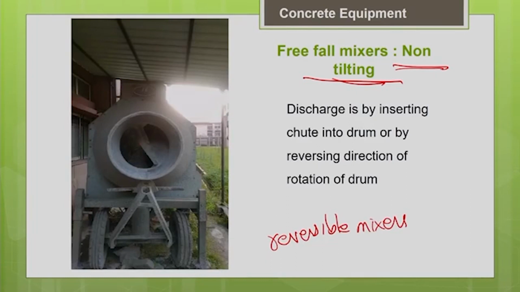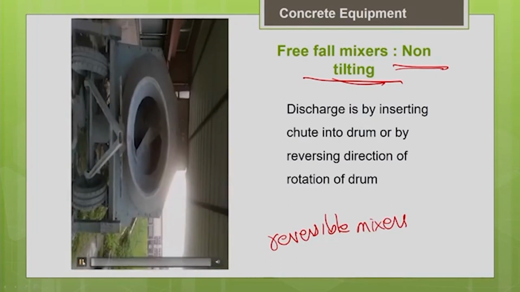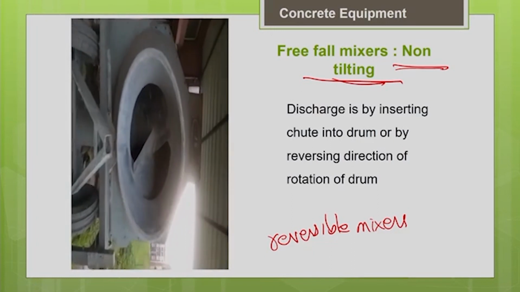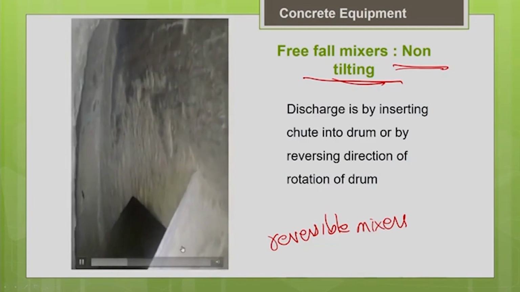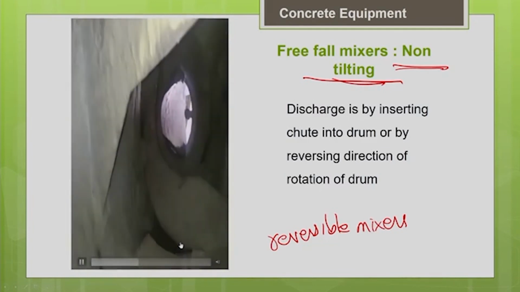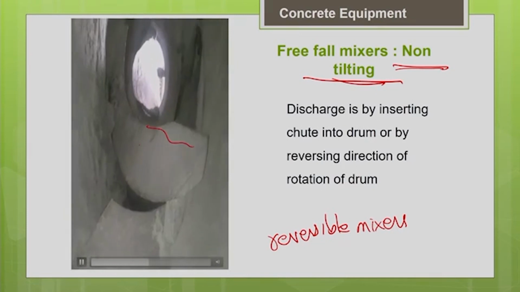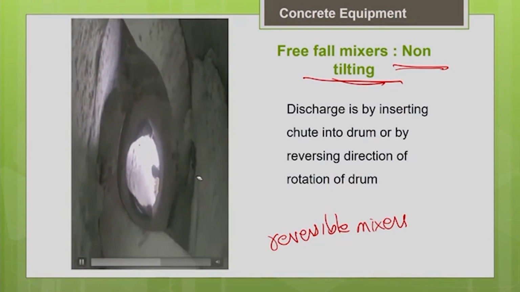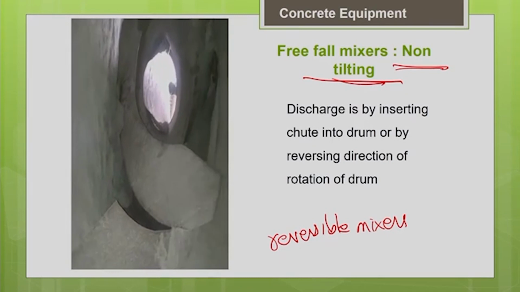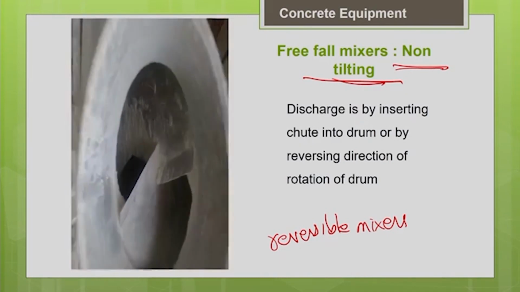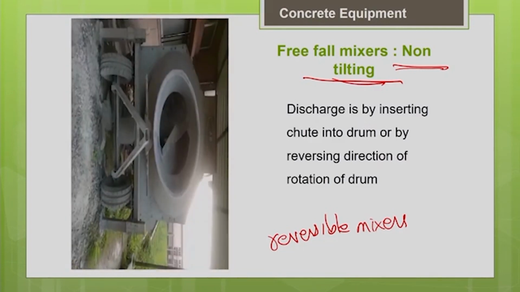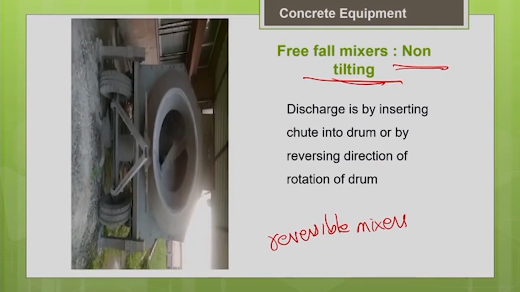If you look inside the drum, you can see spirally arranged blades fixed to the inside of the drum. You can see the spiral arrangement of blades. What this spiral arrangement does is, when you rotate the drum in one direction, it will pull the material inside. When you rotate the drum in the opposite direction, it will push the material outside.